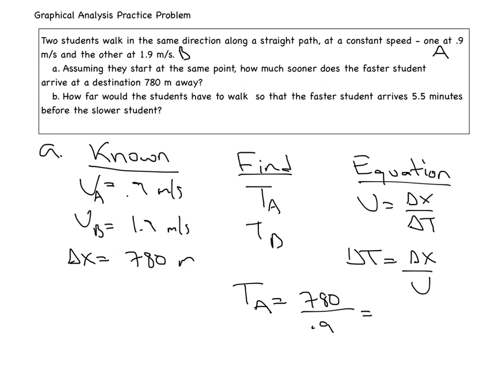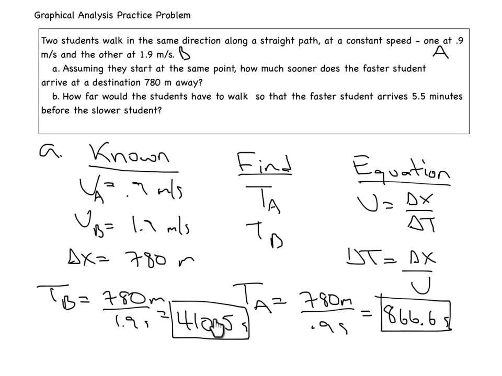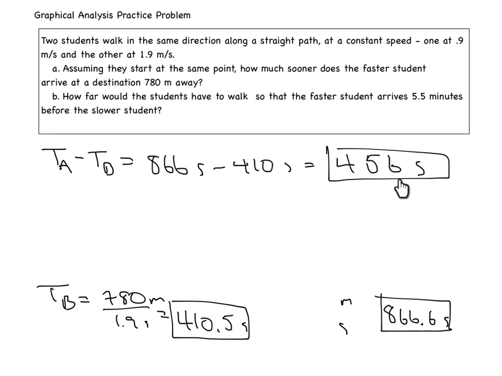And we get for student A, we see from this calculation, student A will arrive there in 866.6 seconds. Let's find student B's time using the same equation. So we find the time of student A and student B, and now we want to subtract those to get the difference in time. And when we do that, we subtract 866 minus 410, and we get a difference of around 456 seconds. So let's tackle the second problem here.